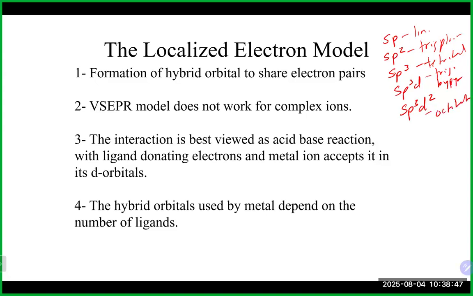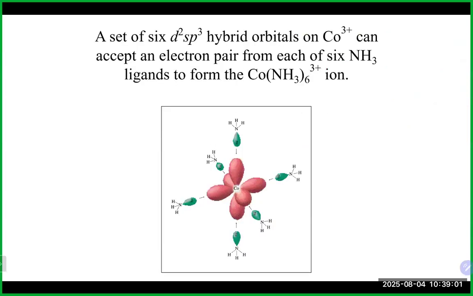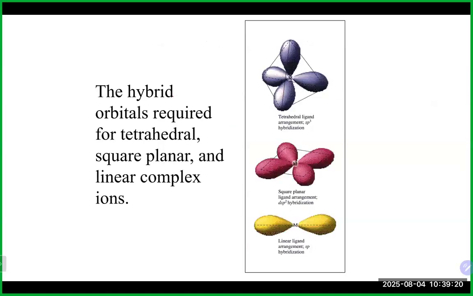Now, VSEPR model doesn't work extremely well for complex ions. The interaction, as we talked about, is more thought of as a Lewis acid-base type of situation. The hybrid orbitals used by the metal depend on the number of ligands that are present. So here again, we have a coordination number of 6, and that typically goes with our octahedral geometry. And again, we have electrons coming in from our ligands into our electron deficient cobalt in this case.